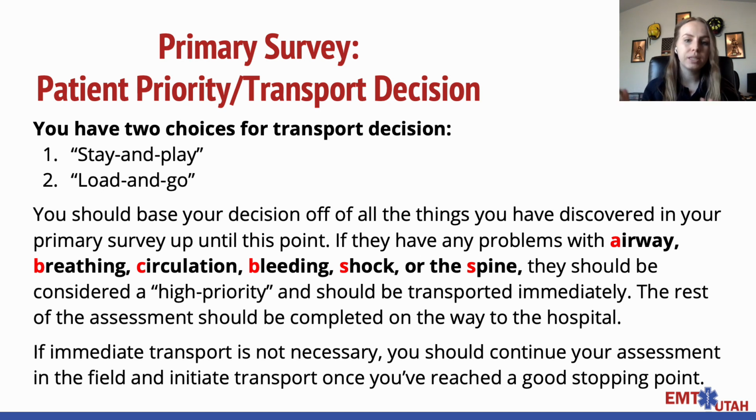Now the difference between these 2 is whether or not this patient has some kind of critical problem that's going to require definitive care sooner than later. Those problems would be problems with the airway, breathing or circulation, some kind of bleed, shock, or a spinal problem. I teach A, B, C, BSS to remember these. That stands for airway, breathing, circulation, bleeding, shock, and spine. And if there's a problem with any of those aspects, they're probably going to need to go to the hospital sooner than later, so you should definitely load and go.